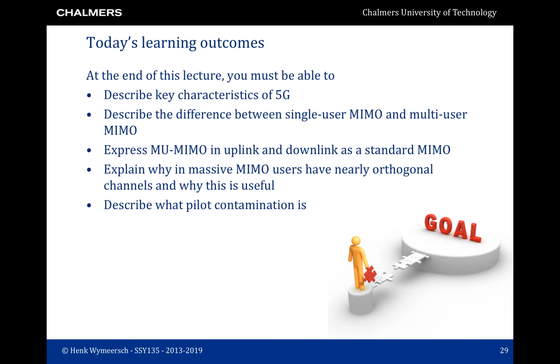Let's revisit the learning outcomes for today. You should be able to describe the key characteristics of 5G, the differences between single-user and multi-user MIMO, express multi-user MIMO in uplink and downlink as a standard MIMO, explain why in massive MIMO users can have nearly orthogonal channels and why this is useful, and describe the effect of pilot contamination.